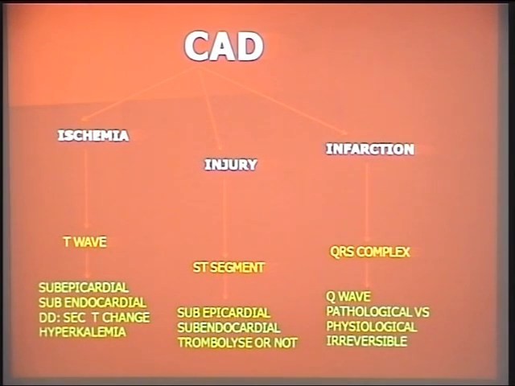So in coronary heart disease, we have three manifestations: ischemia, injury and infarction. Ischemia is shown by the T wave change. The ischemia can be subepicardial ischemia, which will produce a T wave inversion. Subendocardial ischemia will produce a tall T wave. For T wave inversion, the differential diagnosis is secondary ST-T change. For the tall T wave, the differential diagnosis is hyperkalemia.